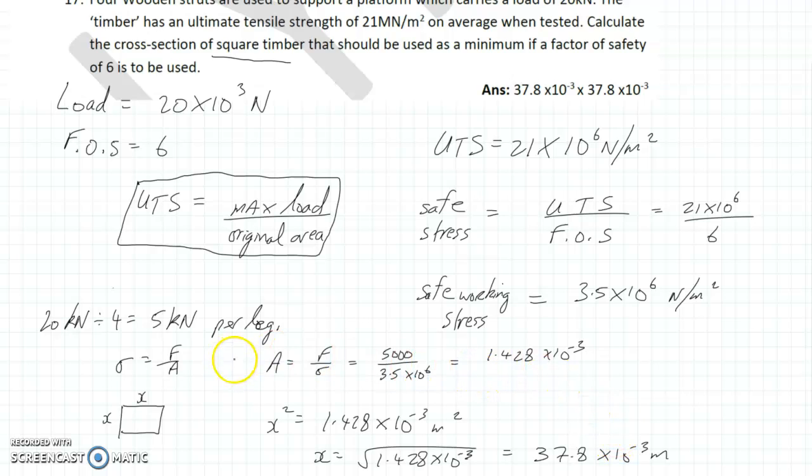So we didn't really use this equation here, I suppose. Sigma equals F over A, equals F over sigma, etc.